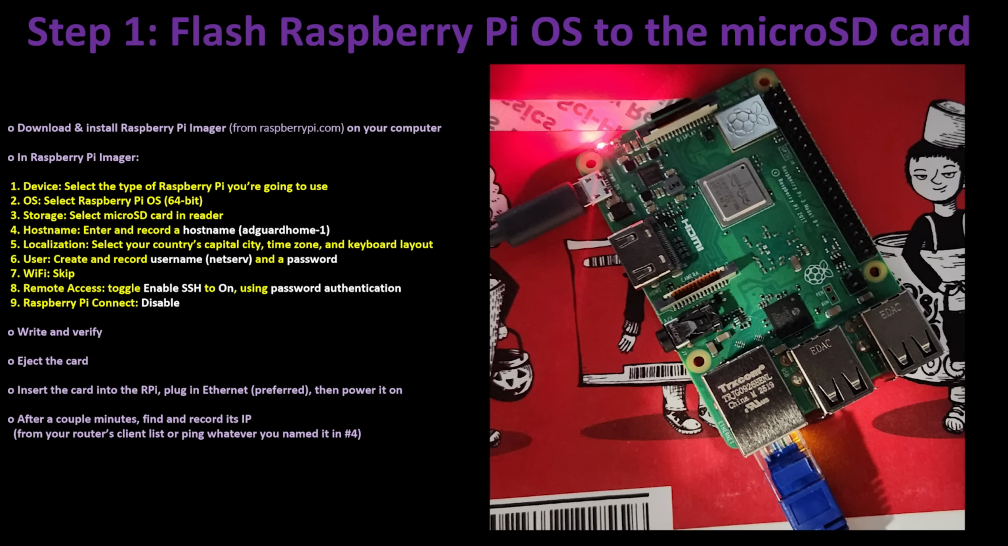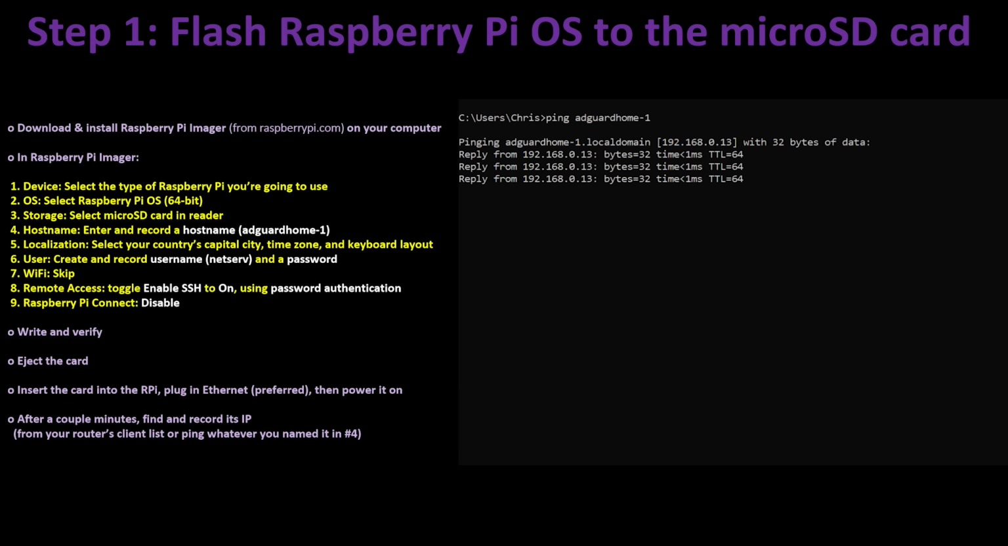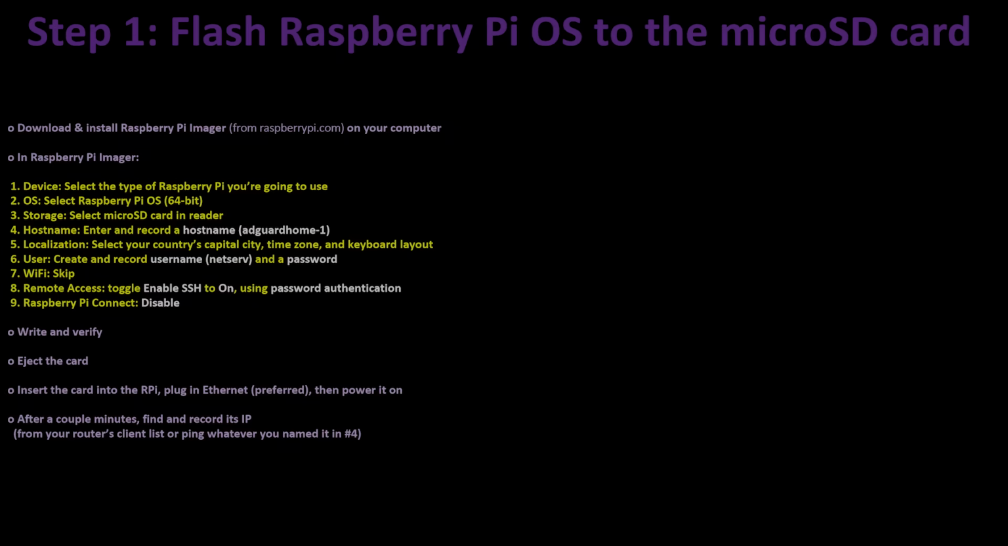Now, insert the card into the Raspberry Pi, plug in Ethernet, and power it on. After you've given the Pi a couple minutes to boot, you will find its IP. You can do this via your router's client list, or you can ping the host name from step 4. Record this IP address on your printed worksheet.